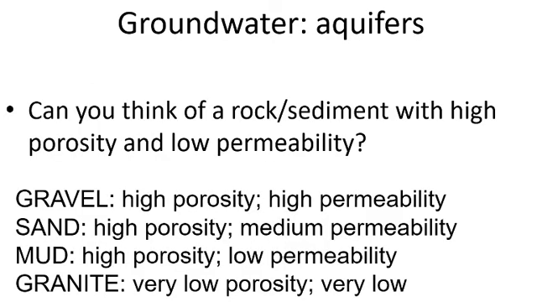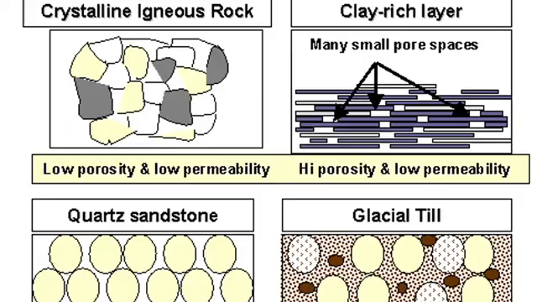So we can have different conditions for the gravels. High porosity in the case of gravels, with high permeability. Sand has similar behavior, high porosity with medium permeability. Mud has high porosity with low permeability, and then granite has very low porosity and very low permeability. Fractured granite has low porosity but very high permeability.